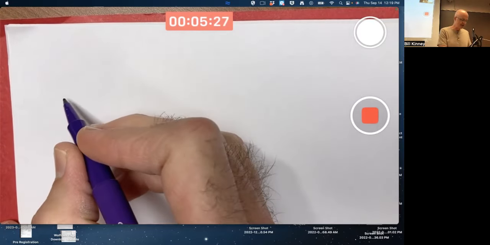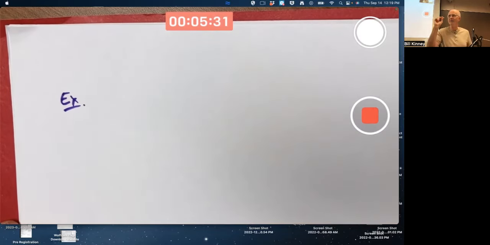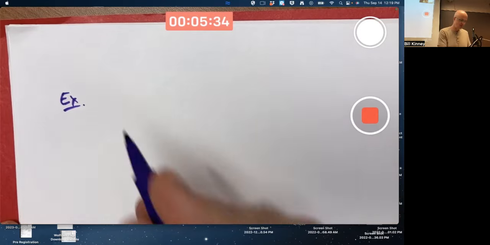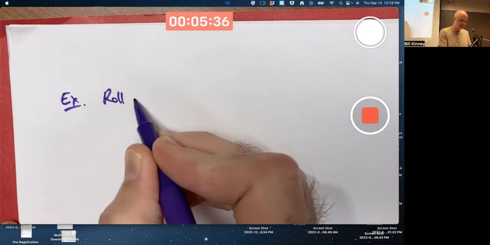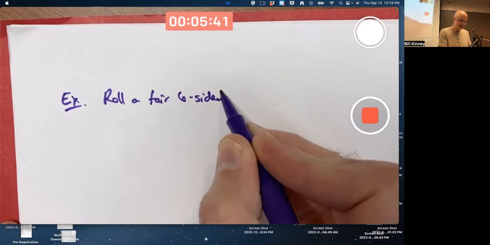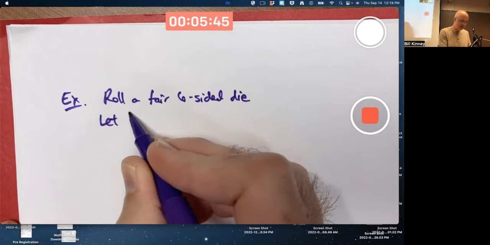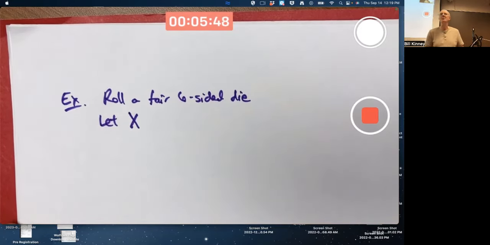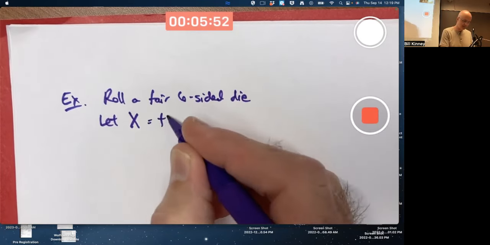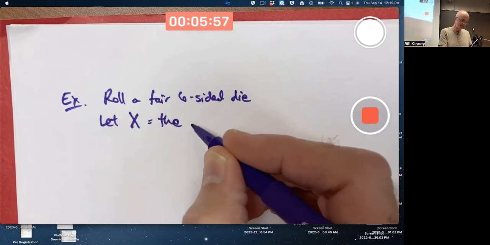Our first example today, as we delve into chapter 3, is the experiment of rolling one fair six-sided die once. Roll a fair six-sided die, and let our random variable, capital X, be whatever you get, the outcome: a 1, a 2, a 3, a 4, a 5, or a 6.